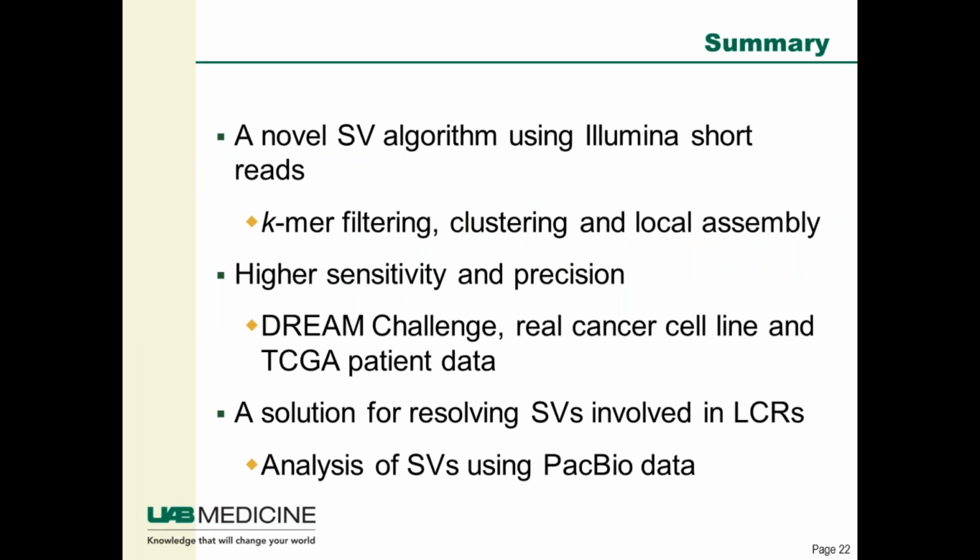And in summary, we present a novel method for discovering structural variations. It's called NovoBreak, for short read analysis. It uses a k-mer filtering strategy. It can cluster and locally assemble the reads. By benchmarking using the DREAM challenge simulation data and the real cancer cell line and the real TCGA patient data, it has higher sensitivity and specificity compared to other tools. And we also provide a solution for resolving the structural variations involved in low copy repeats by using PacBio data analysis.